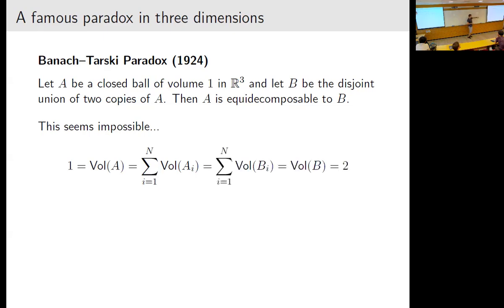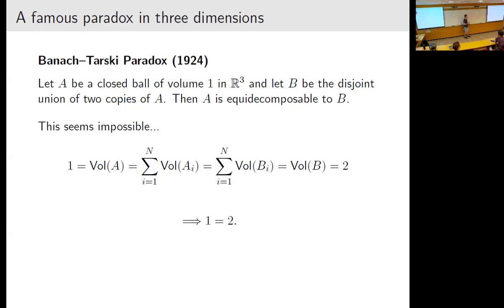But if each piece of A is congruent to the piece of B, right? If B is two disjoint balls, basically they should have the same area, or volume, and this kind of shows that 1 equals 2. But of course, this doesn't show 1 equals 2 because that's false. So that would be bad, right?